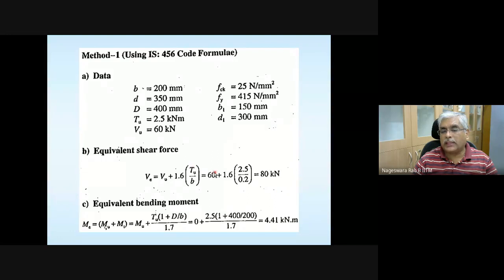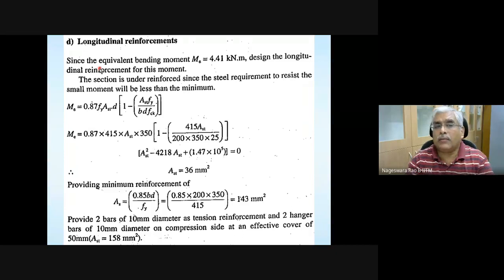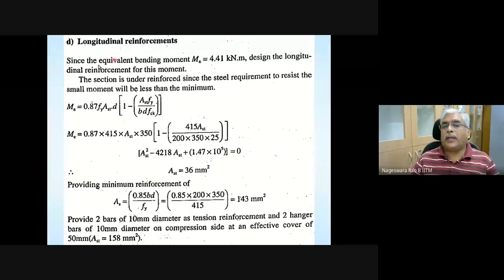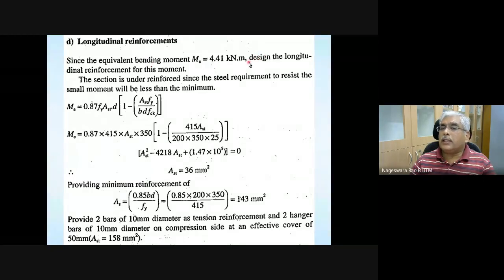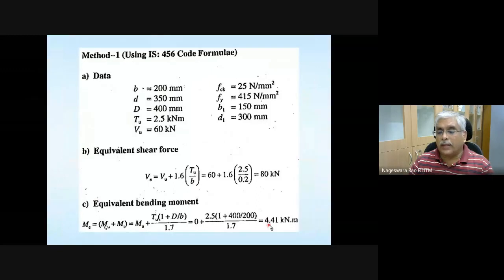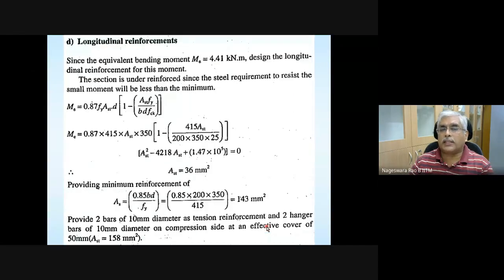You find the equivalent shear, equivalent bending moment. Okay. And then to calculate the reinforcement, since the equivalent bending moment ME is equal to 4.41 kilonewton meter, design the longitudinal. So for equivalent bending moment, longitudinal reinforcement is designed, assuming the beam to be under reinforced. Okay. So here is how the assumption is made, that is given.